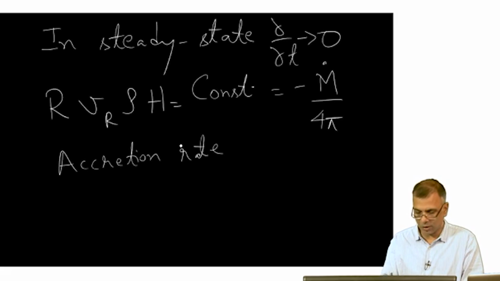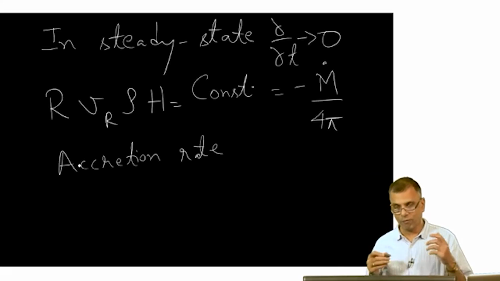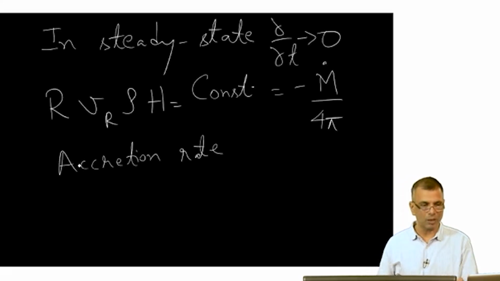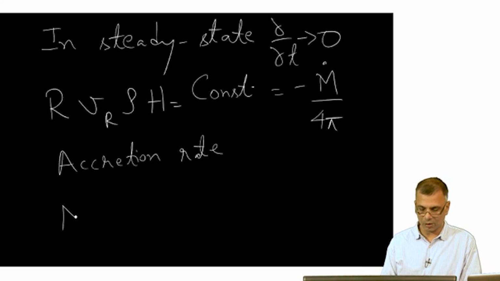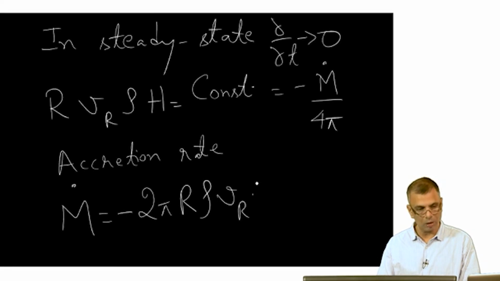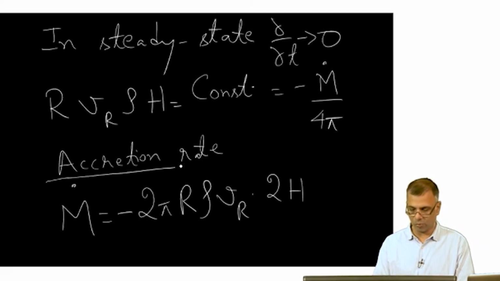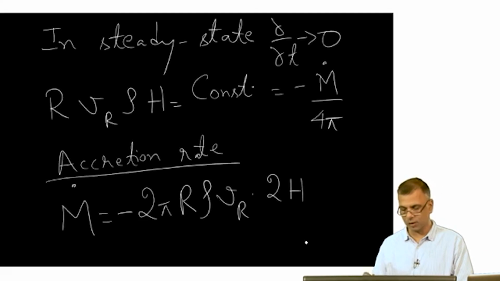you will see in our entire discussion of accretion disks, the accretion rate plays a very, very important role. Okay. So the accretion rate is essentially the same equation as this: m dot is equal to minus, and the minus is important, I will tell you why, 2 pi r rho v r times 2h. Now, this is a very important equation, the accretion rate equation.